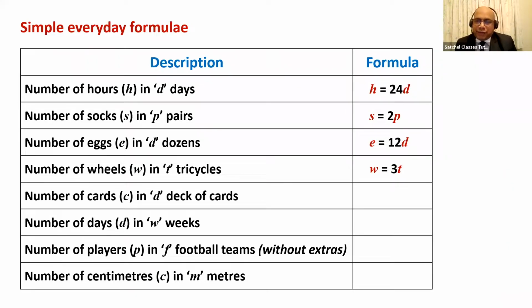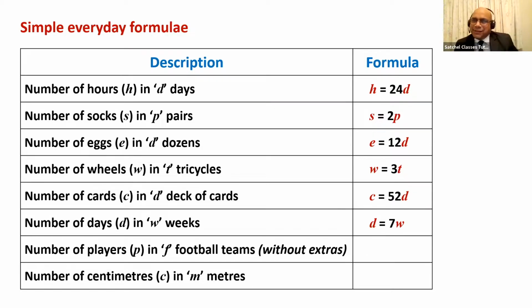Do you have knowledge about the deck of cards? How many cards do you think are there in one deck? It's 52 cards without the jokers, right? So in one deck, there are 52 cards. D decks of cards will have 52 times D. And we need to represent the total number of cards by the letter C. So it is C equals 52D. How many days in W weeks? Each week has 7 days. So W weeks will have 7W, right? So D, the number of days, will be given by 7 times the number of weeks, W. So D equals 7W is your formula.